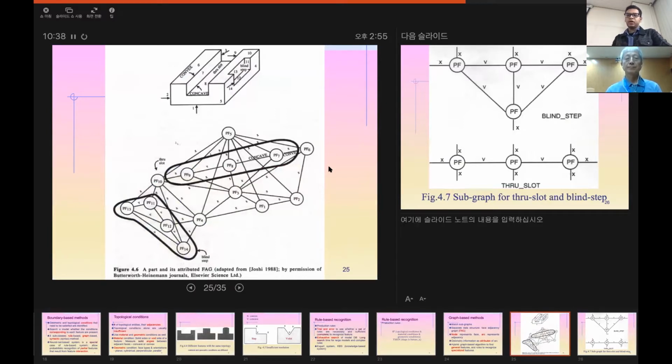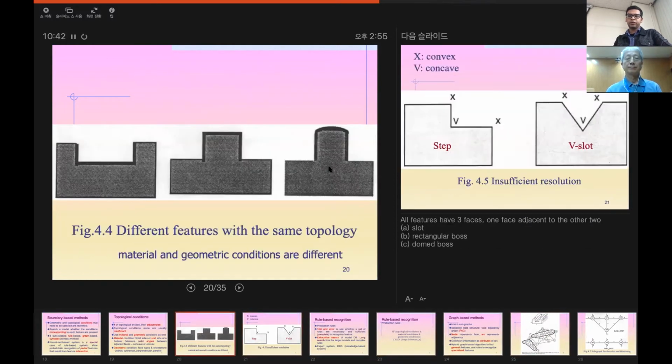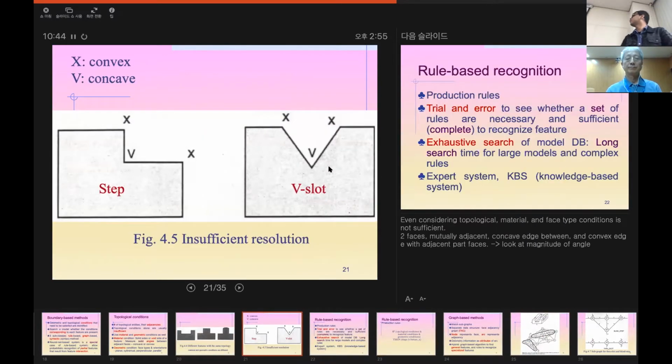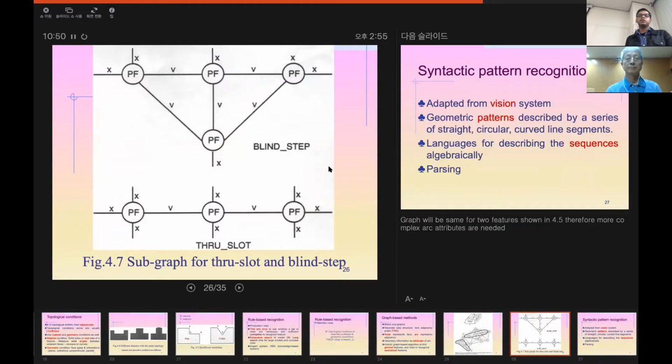Even this is not sufficient for, for example, these two parts here. That is why further division of the graphs is necessary. This is a subgraph for the through slot and the blind step.